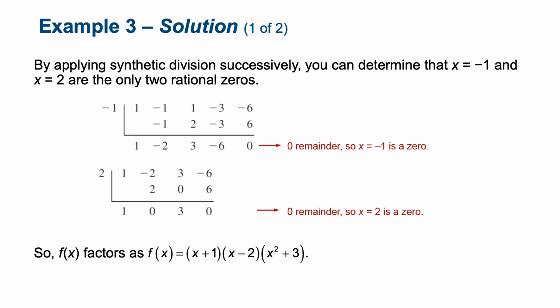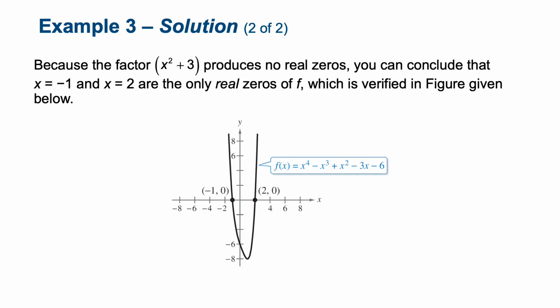So let's continue. So this x squared plus 3 produces no real zeros, right? Because this is going to be always positive. We can conclude that x minus 1 and x equals 2 are the only real zeros of f. So if you graph it, you can see that it's true. These are the only real zeros.